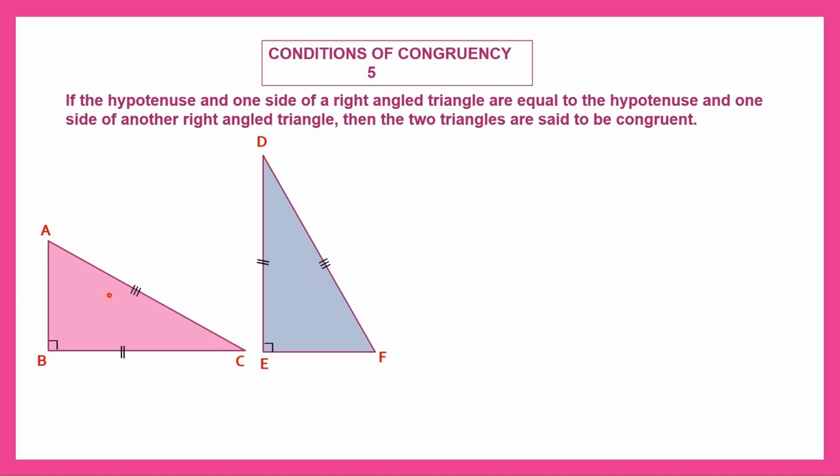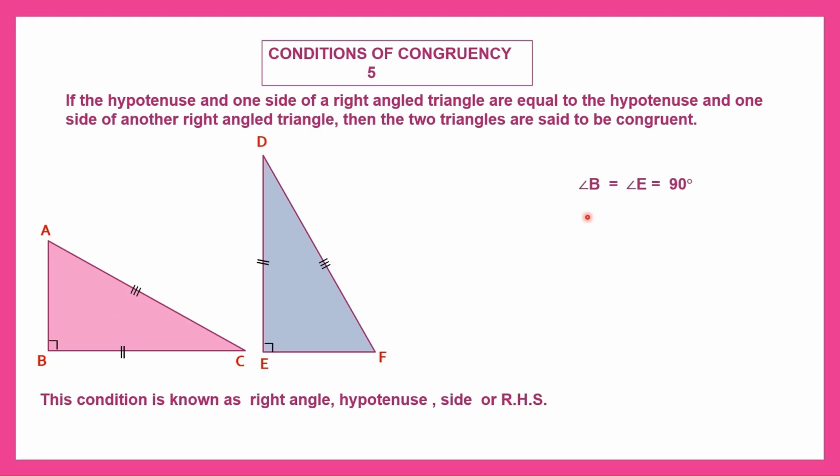Now, if the hypotenuse of this triangle is equal to the hypotenuse of this triangle, are they equal? Yes, there are three strokes here and three strokes here. That means they're equal. And one side, that is BC, has two strokes, and here also the corresponding side is DE, it has two strokes. That means these two sides are equal and they are right angles. So we say that these two triangles are congruent. So how do we say the condition? This condition is known as right angle, hypotenuse, side, or RHS.